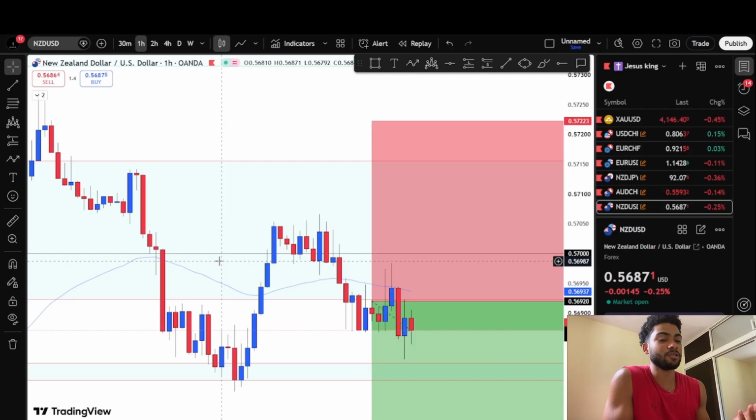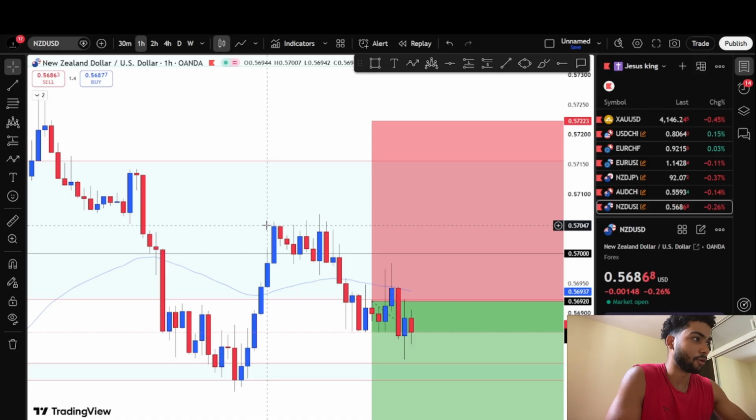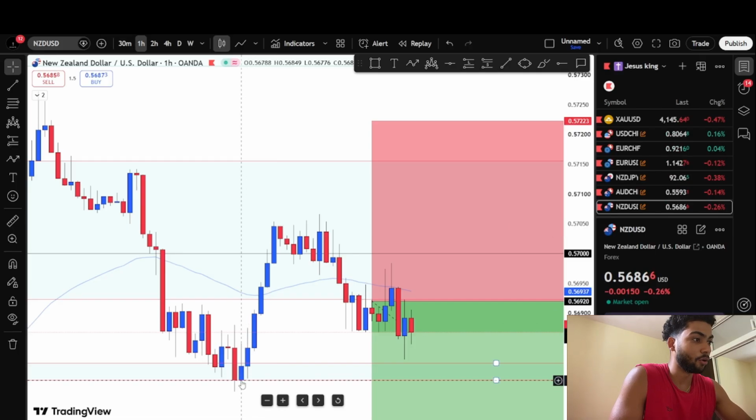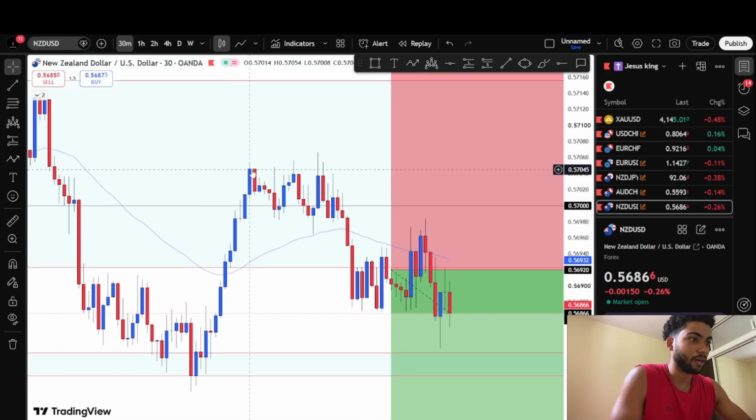This was just a little bit risky, because the proper thing is to wait for the 1 hour and the 30-minute to go along with the higher time frames, the daily, weekly, and 4 hour. So the 1 hour is bullish. This is the higher high, higher low, still bullish. The 30-minute is also bullish. This is the higher high.